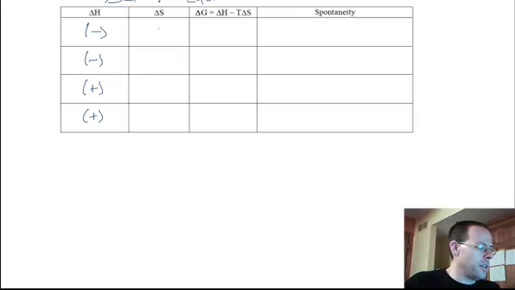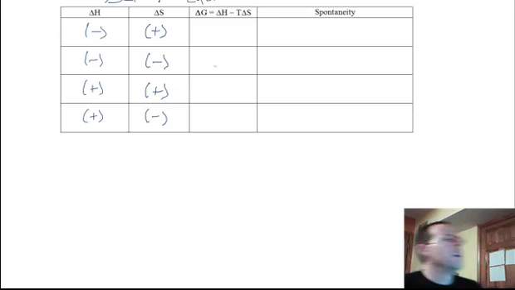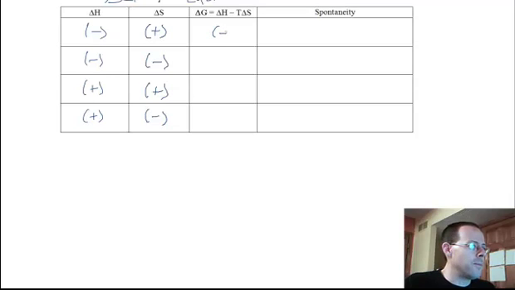Just going to put that in your notes. And then delta S, if we do positive first, then we're going to do negative, then positive, and negative. Alright, so if delta H is negative and delta S is positive, and we have this equation to determine Gibbs free energy, delta G will always be negative.